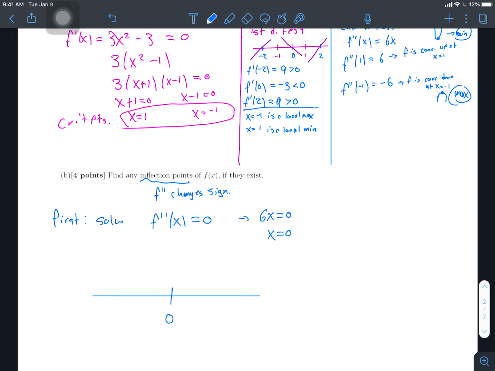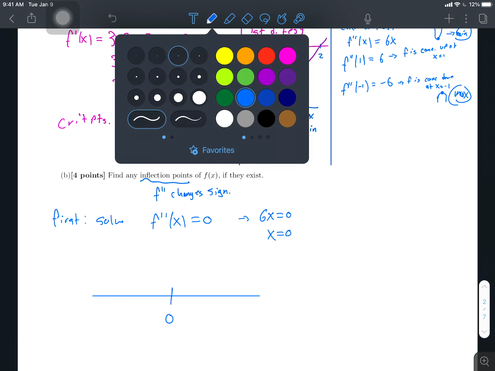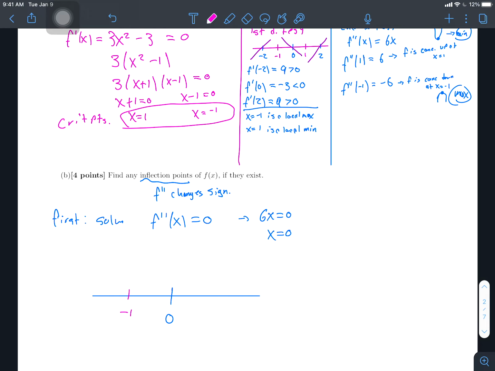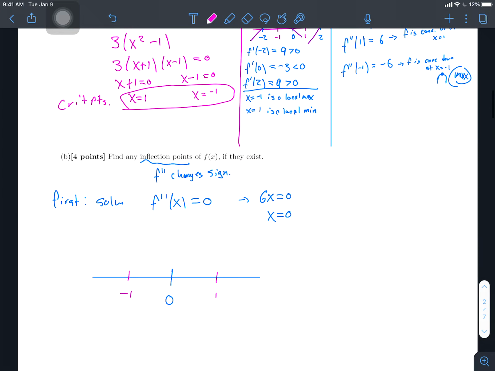And what I need to do is, again, use this number line method. So what I want to check is, well, is the concavity on the left different than the concavity on the right? And to do that, I need to check what is the sign of the second derivative to the left and to the right. So I'm going to pick two test points, -1 and 1, and plug them in, and I can tell from the last example, okay, that f double prime of 1 is going to be 6, and f double prime of -1 is -6.